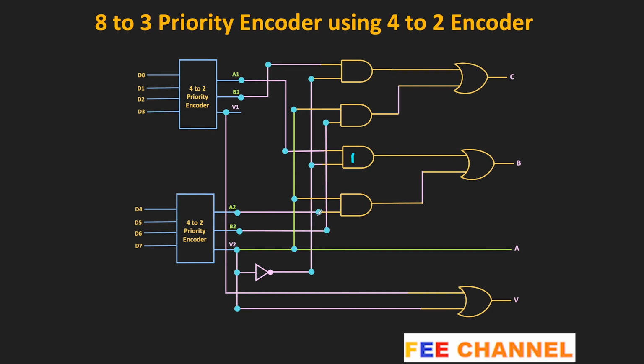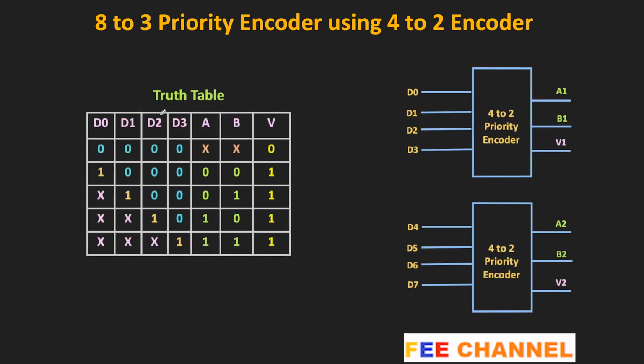So now, to generate this output B, we can perform the OR operation of these two AND gates. Basically, these two AND gates represent the outputs A1 and A2 with the disabled inputs. Similarly, by performing the OR operation of these two AND gates, we will get our C output. Basically, these two AND gates represent the outputs B1 and B2. So let us also see that with the help of the truth table.